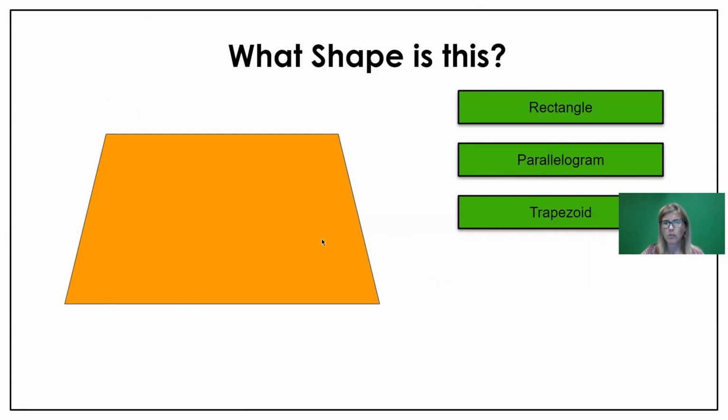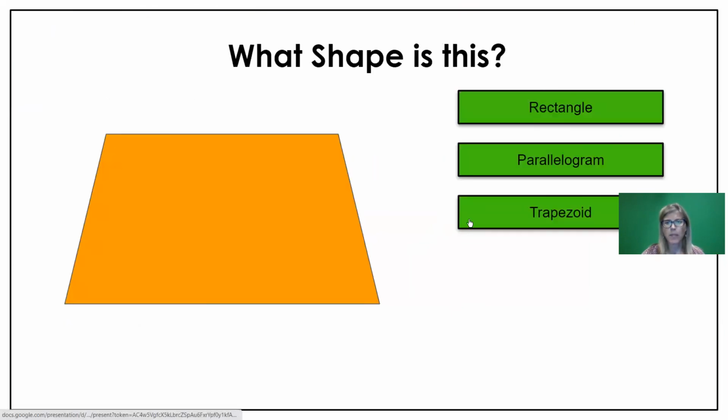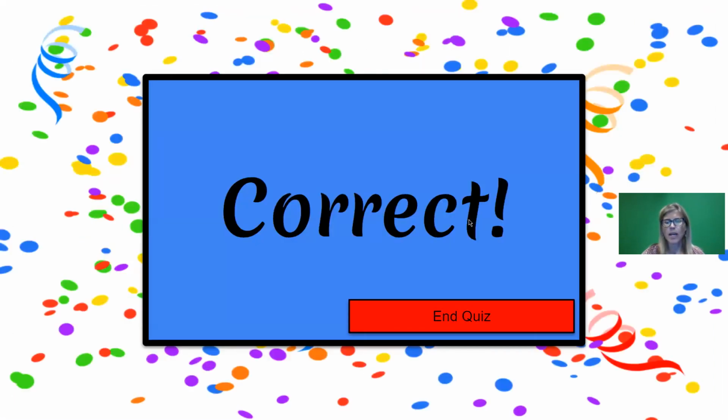Same thing here, a new shape is given. Let's say they chose rectangle to start out with. And once again, it says not quite. Remember, look at all the sides for length and whether they are parallel to other sides. So it gives them the clue that hopefully can help them recall the definition of the words we're trying to ask them about. So we try again, and let's say they went to trapezoid and they get the correct answer.